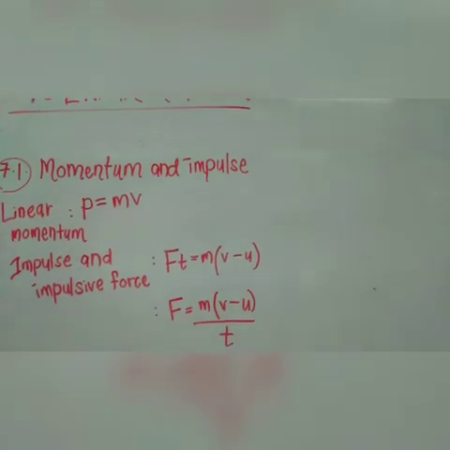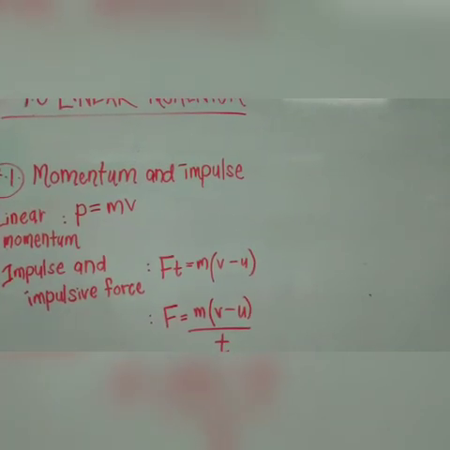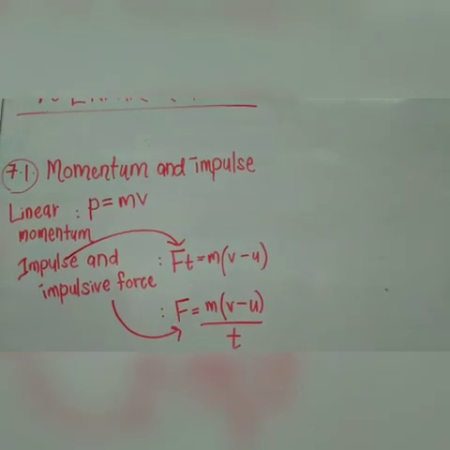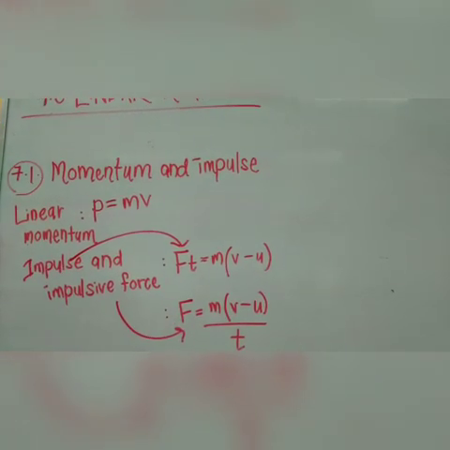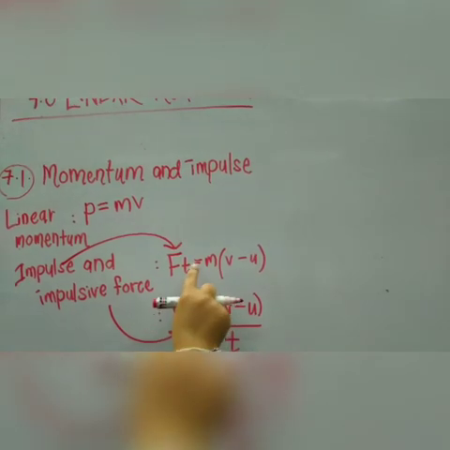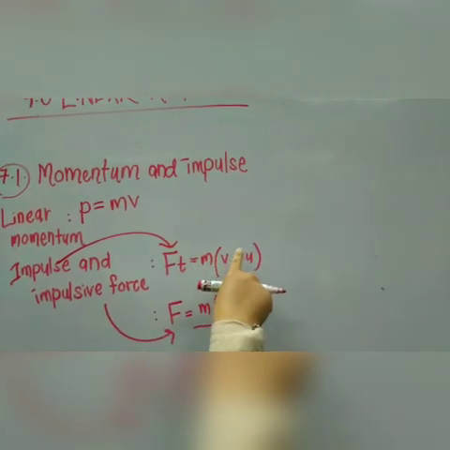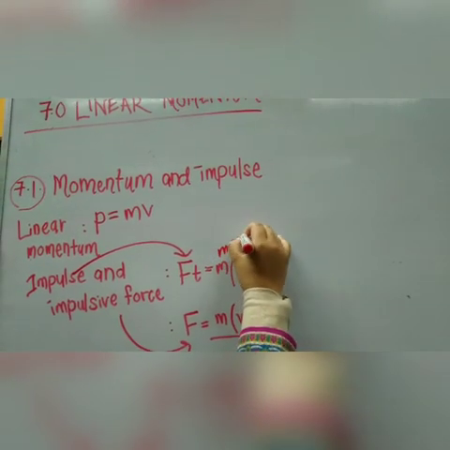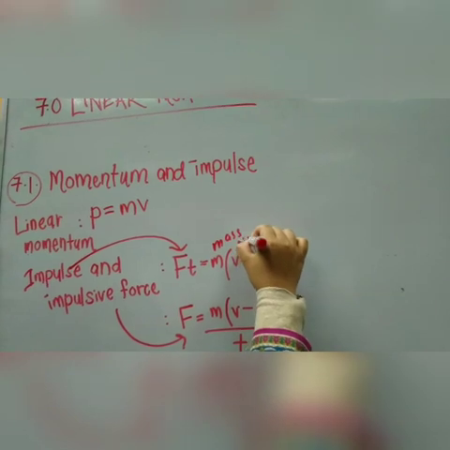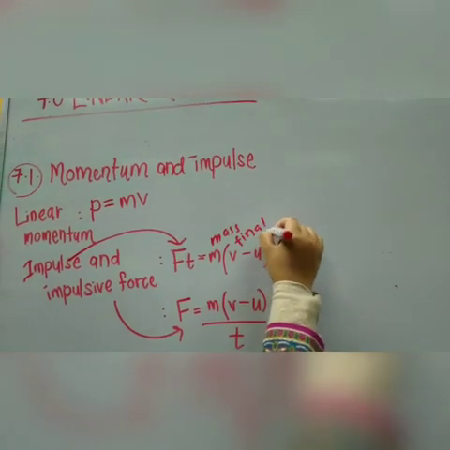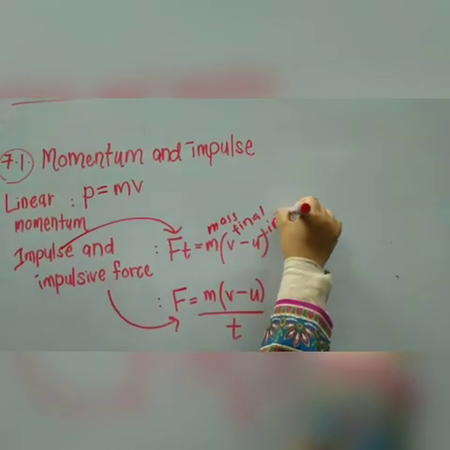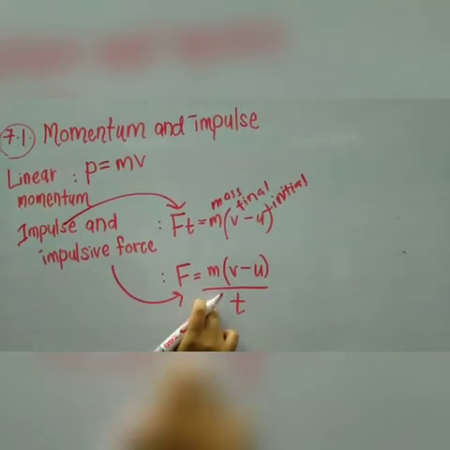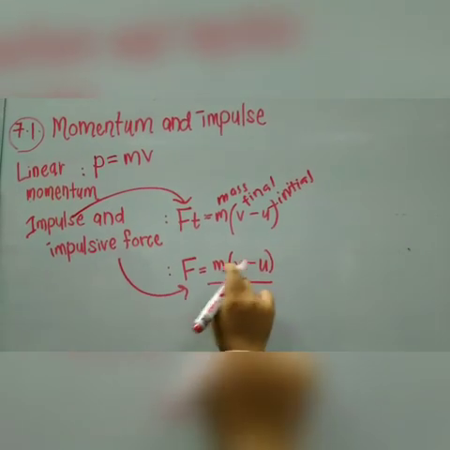The second one is impulse and impulsive force. This is for impulse: impulse equal to Ft equal to m(v minus u), where m is mass, v is final velocity, and u is initial velocity. This is for impulsive force: F equal to m(v minus u) divided by t.